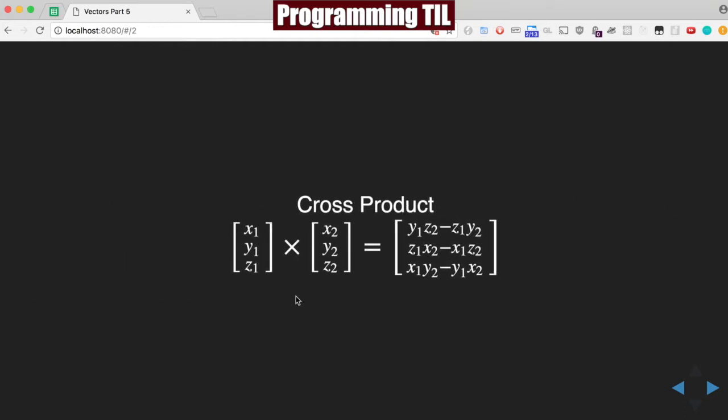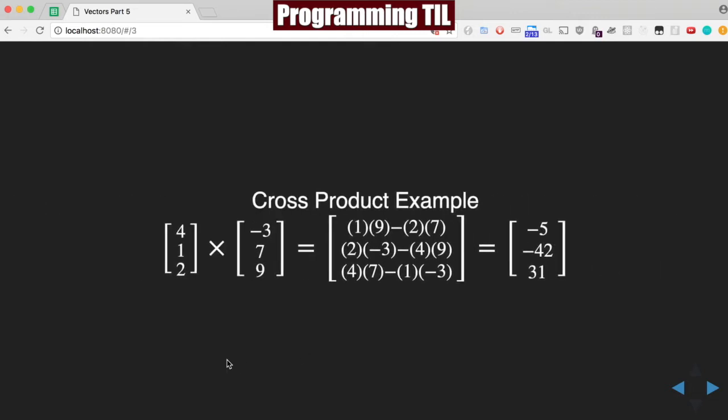So what is it exactly? Here's the exact formula we'll be looking at. As you can see in the top row here, we're going to take the next element and multiply by the second element and then subtract the z1 times y2. Then on the y level, we're going to take the next element, which is z, multiply by x2, and subtract the x1 times z2. And then finally, on the last one, we're going to take the next element, x1, multiply by y2, and subtract y1 times x2.